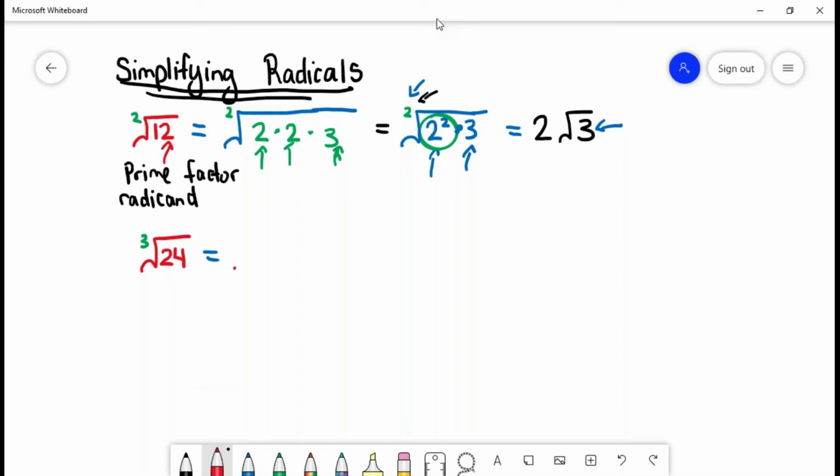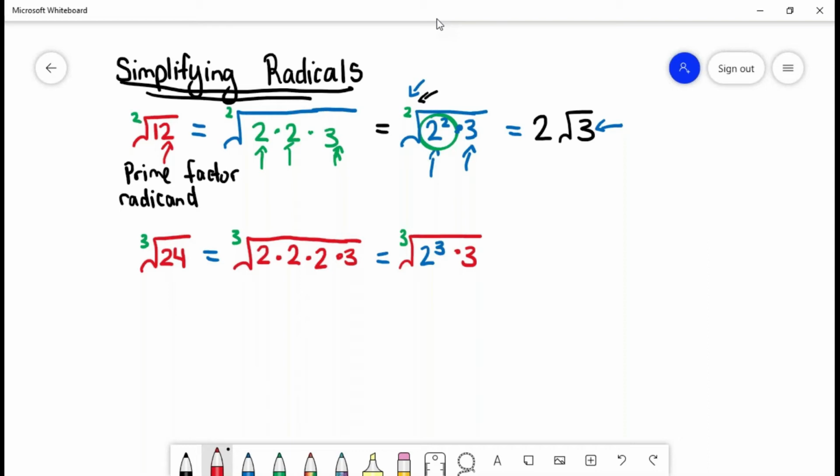So prime factoring this, we have 2 times 2 times 2 times 3. This is the prime factorization of 24. And now we're just going to write it even simpler. So I'm just going to write it as 2 cubed, and there is a root index of 3 here. So 2 cubed times 3.